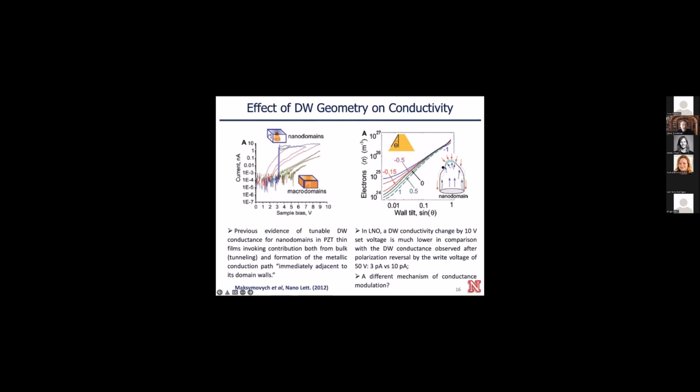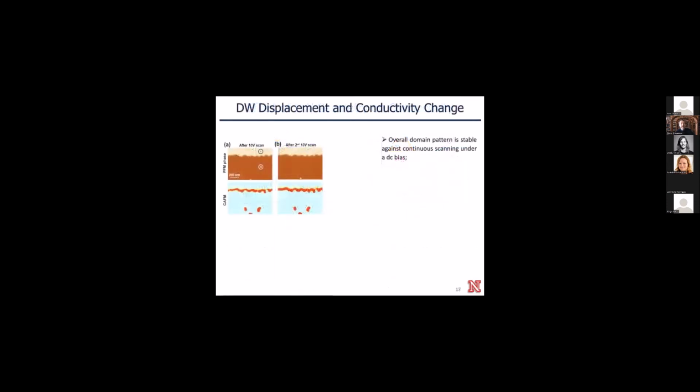And just to give you an idea, the difference between the conductivity that we can create by applying the set voltage and the conductivity of the domain wall right after we create the domain walls could be up to one order of magnitude. Which means that there should probably be an additional mechanism that is responsible for the electrically tunable domain wall conductance. So in order to get insight into this mechanism, we took a more careful look at the domain structure.